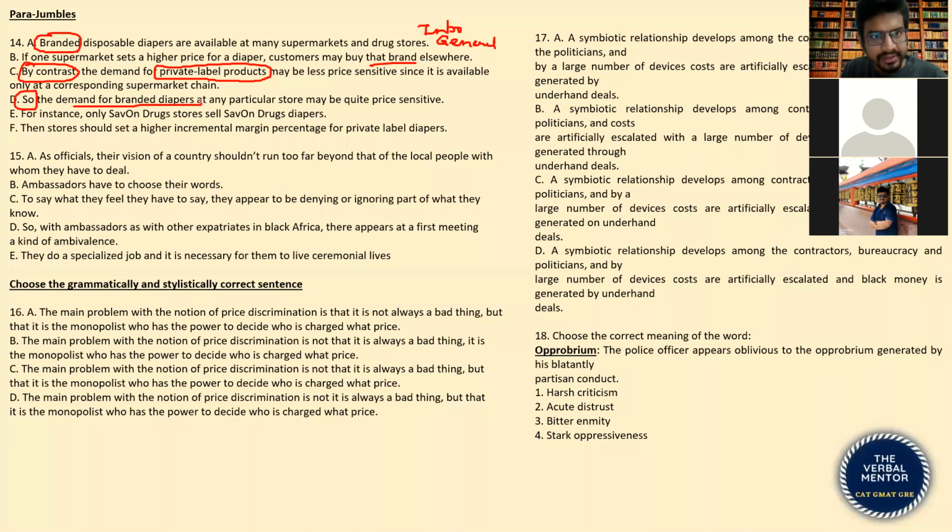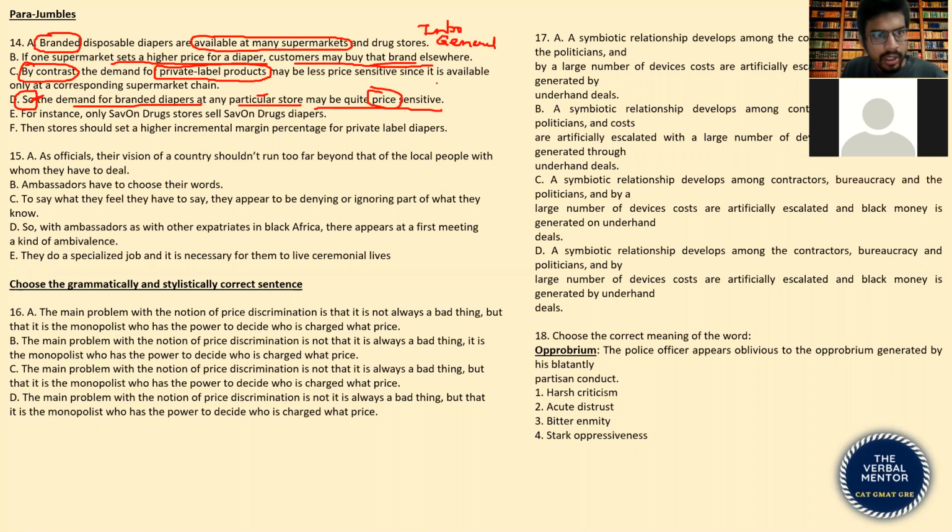So the demand for branded diapers at any particular store may be quite price sensitive. What is the reason behind it? Because they are available at many supermarkets. So the demand at any particular store may be quite price sensitive. If one supermarket sets a higher price for a diaper, then customers may buy that brand elsewhere. So B is a description of D, which means A, B, D is a concrete triplet, which must be followed by C because of the "by contrast."